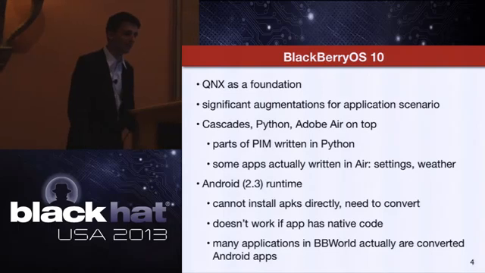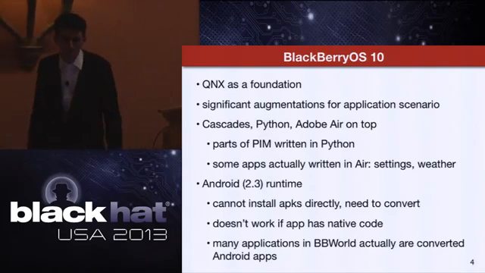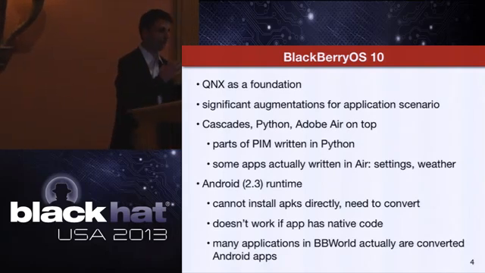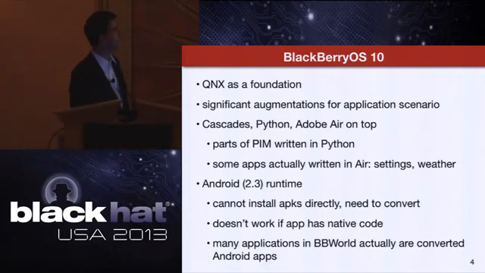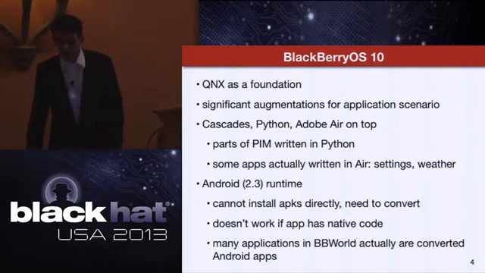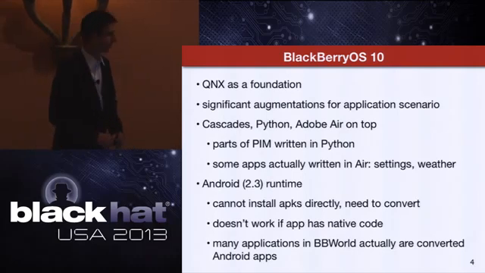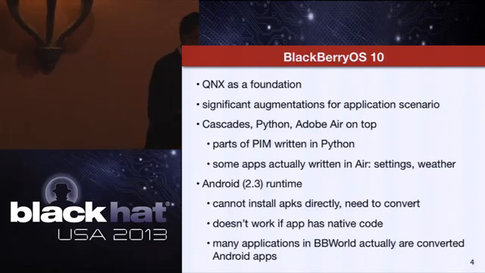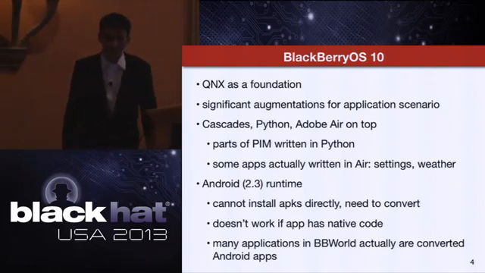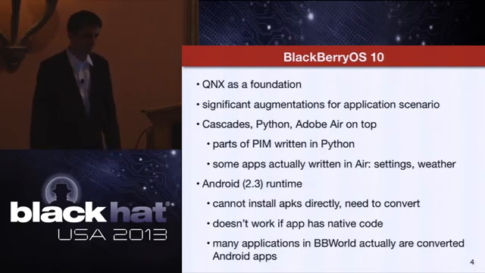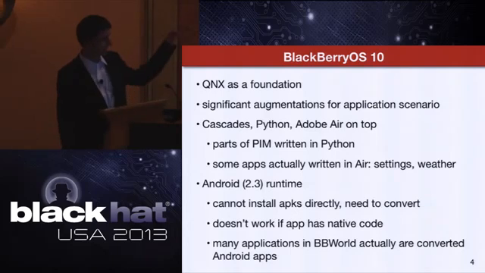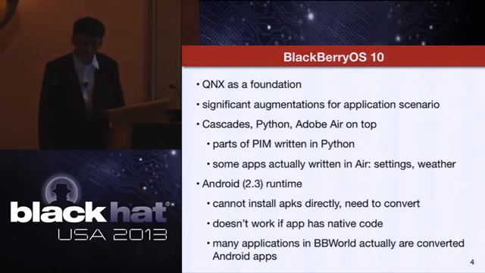With BlackBerryOS 10, things have completely changed, and you're feeling even more at home now, because RIM, or BlackBerry as they have called themselves now, have started using QNX as a foundation. So QNX is an embedded operating system that before was mainly used in cars, in telematics units, and other embedded devices. Then at some point they were bought by a company called Harman, and later they were bought by RIM.